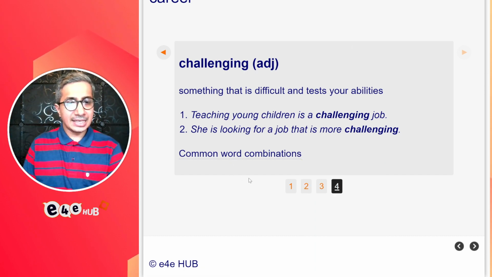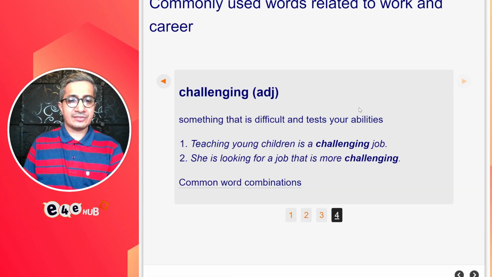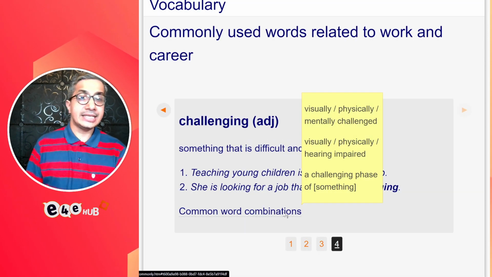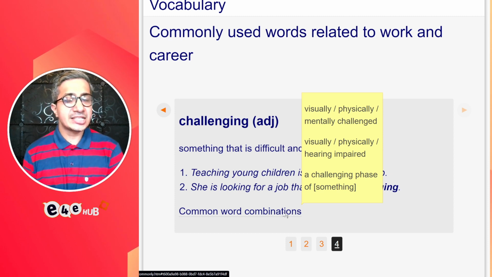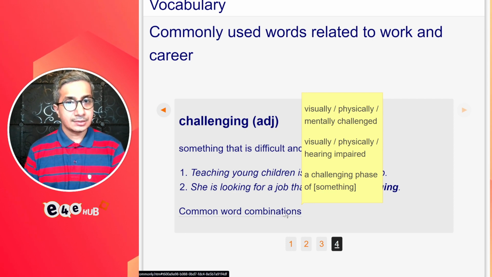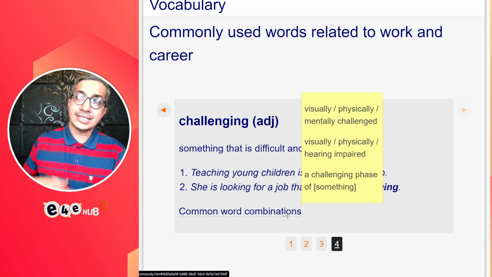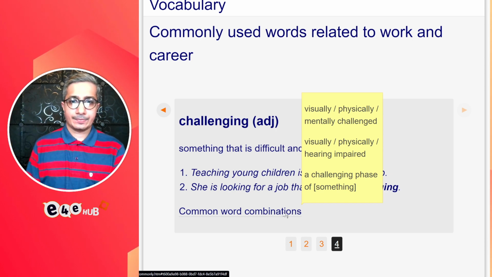Okay, word combinations. Now here we have something which is really important. If we say somebody is visually challenged or physically challenged or mentally challenged, we have to use these expressions very sensitively. To be challenged means to have a limited skill in that area. So if somebody is visually challenged, that person finds it difficult to see things. Okay?